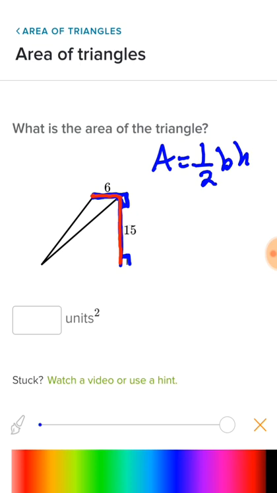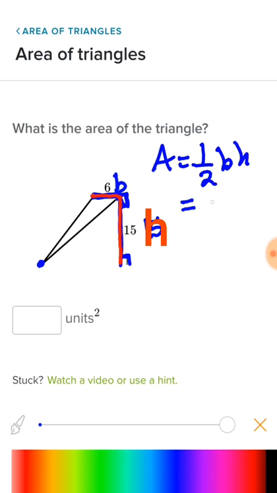So that means that my height is supposed to basically be a line that extends from the vertex, which in this case, the vertex is here. So this vertex and this vertex are at the same location and it extends perpendicular to the base. So my height is 15 and my base is 6.